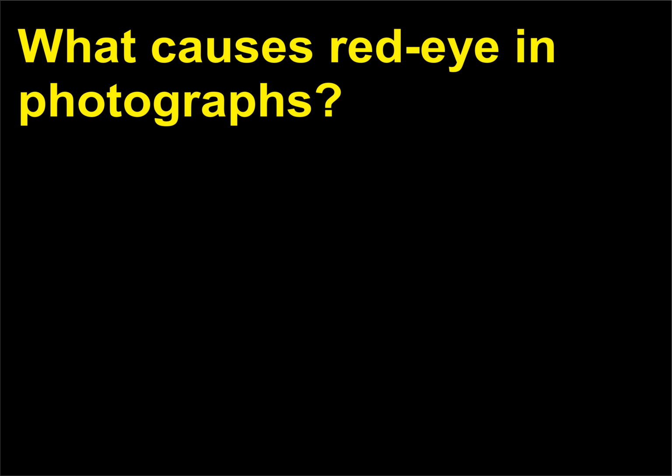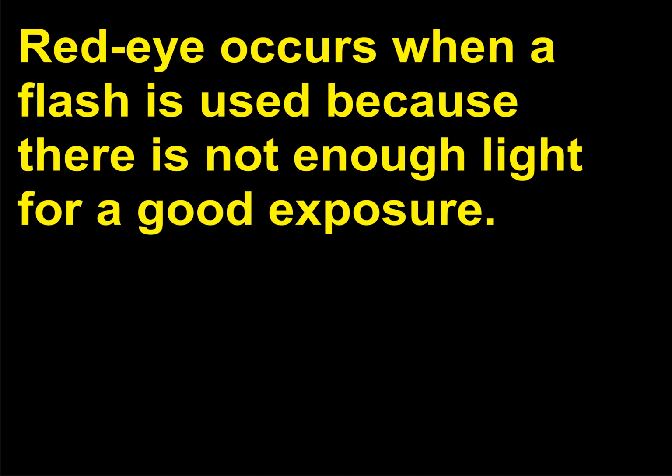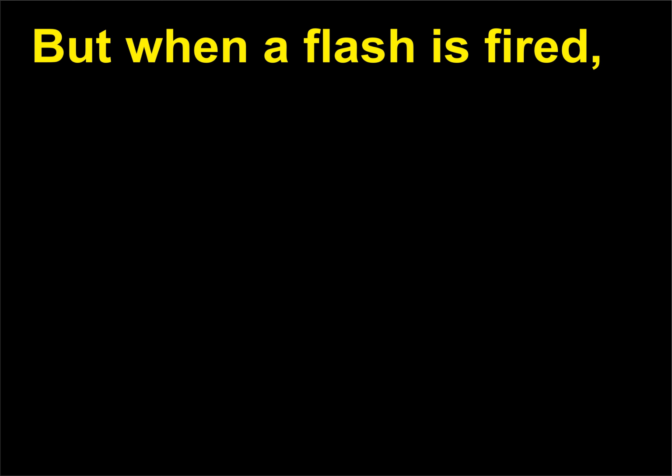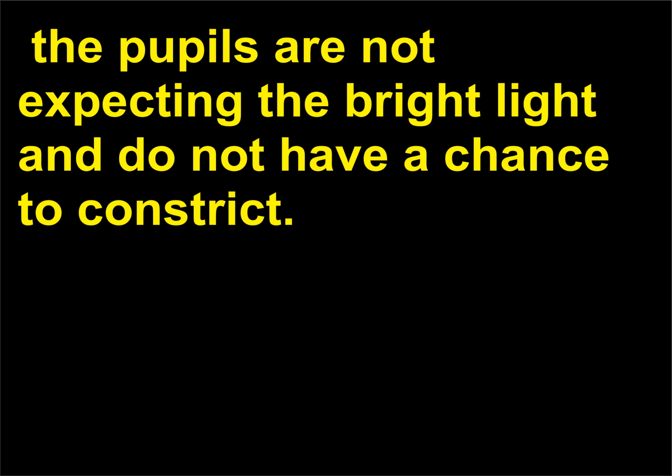What causes red eye in photographs? Red eye occurs when a flash is used because there is not enough light for a good exposure. Under normal conditions, in order for enough light to enter the eye, the pupil dilates. But when a flash is fired, the pupils are not expecting the bright light and do not have a chance to constrict.